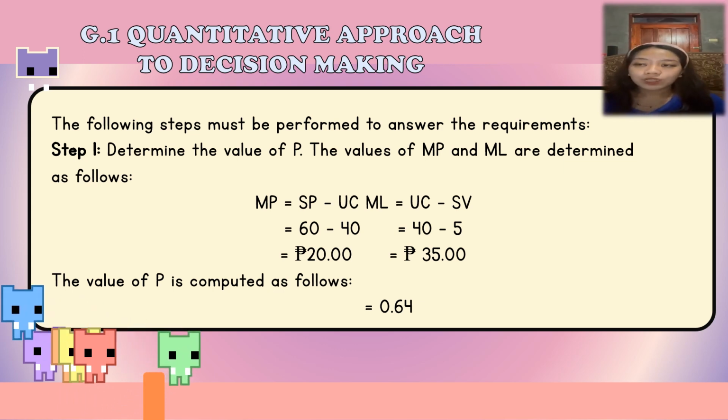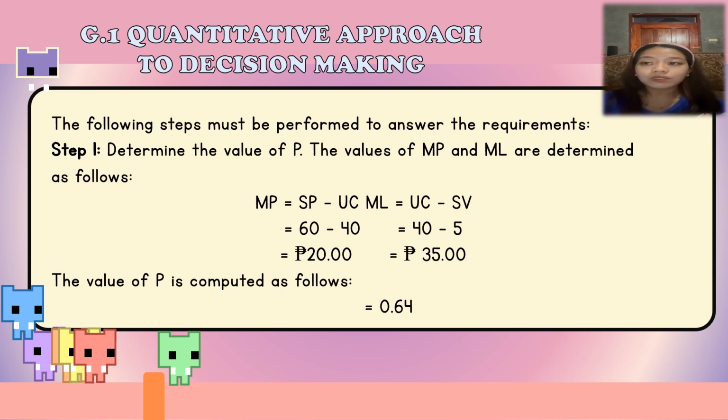So, step 1 muna tayo. Determine the marginal profit per pack. So, para makuha natin yung marginal profit, kailangan natin pag-minusin yung selling price sa unit cost. So, MP is equal to selling price minus unit cost. So, ang selling price natin is 60 pesos, while ang unit cost natin is 40 pesos. So, 60 minus 40 is equal to 20 pesos. So, nakuha na natin yung marginal profit niya.